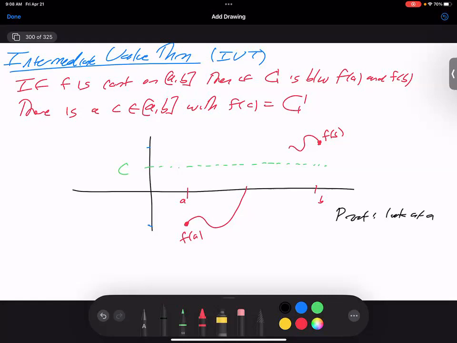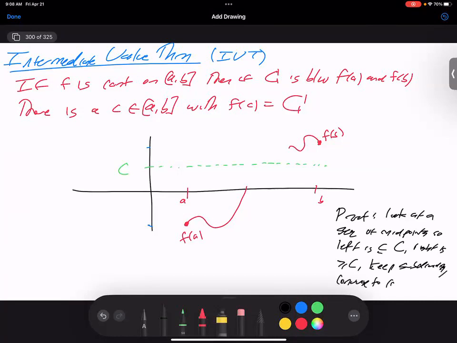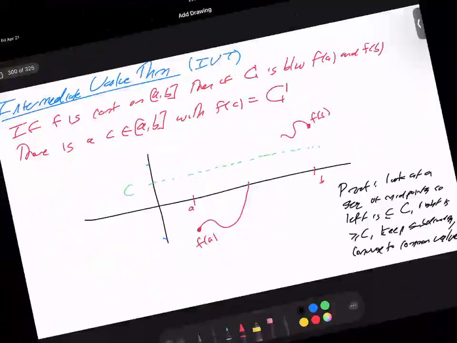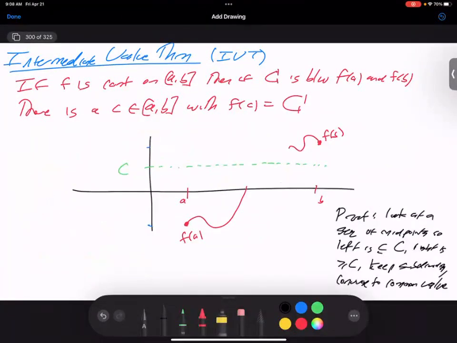So the proof: look at a sequence of midpoints. Left is less than or equal to C, right is greater than or equal to C. Keep subdividing, converge to a common value. We can write this up very rigorously with math notation, but intuitively, this is what's going on. You just keep getting smaller and smaller. Each time you iterate, the distance is half of what it was before. And since the function is continuous, this is going to force it to become big C.